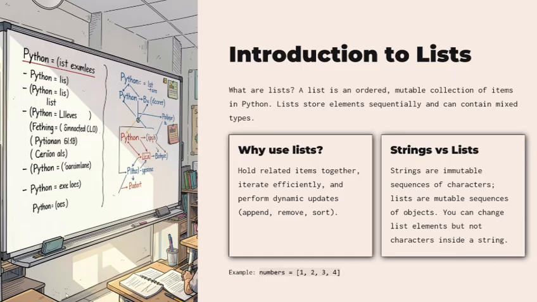For example, you can see here numbers is equal to 1 comma 2 comma 3 comma 4. The order is 1 comes first, 2 comes second, 3 comes third, 4 comes fourth. Okay, Python remembers this order. What do you mean by mutable? Mutable means we can change the content after creating the list.